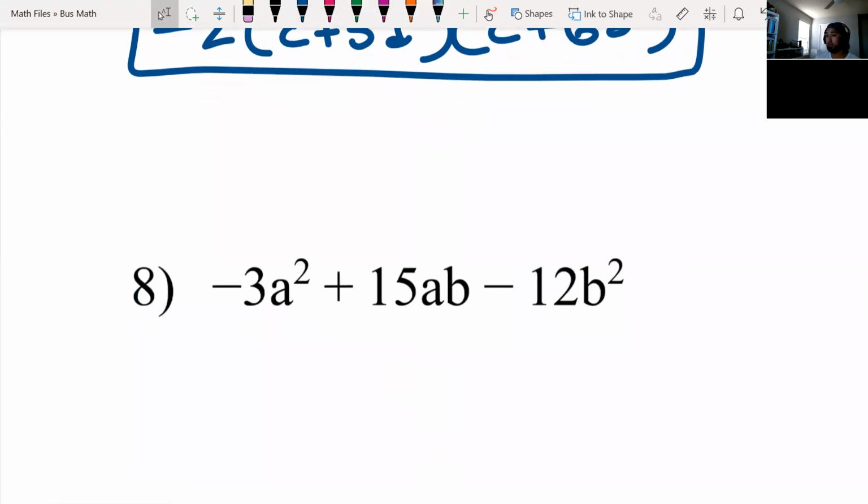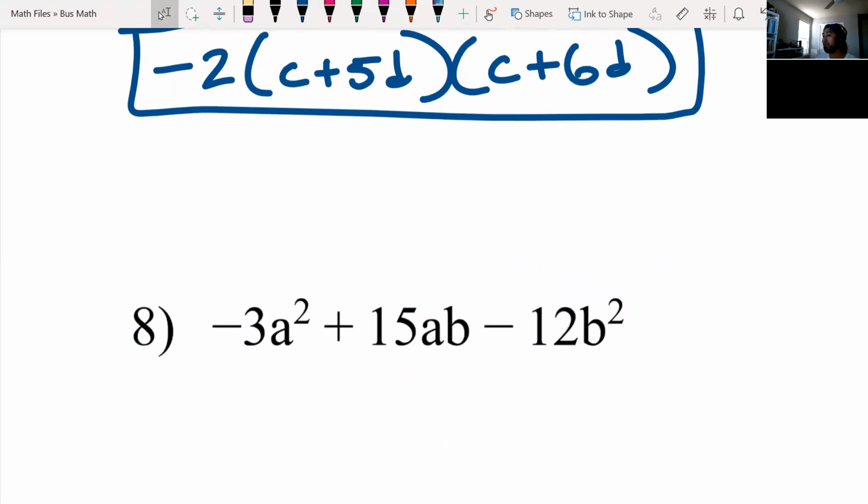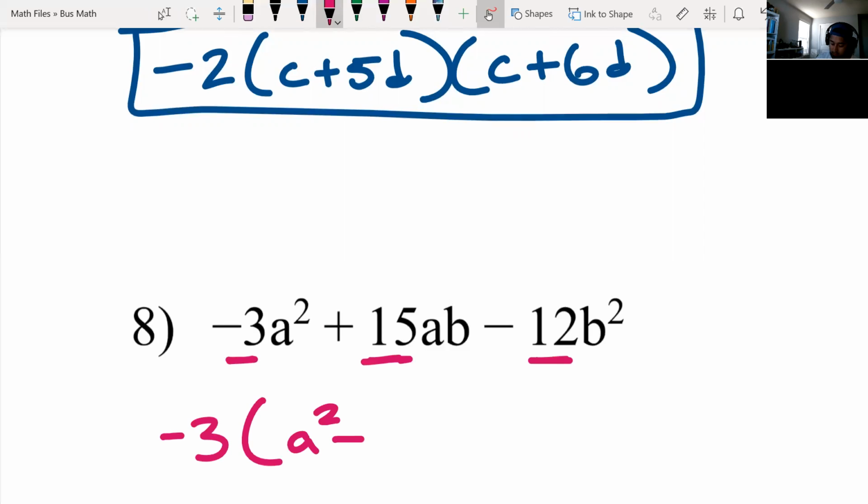Okay, number 8. Let's do it. -3a squared plus 15ab minus 12b squared. Look at that again. You have -3, you have 15, and you have 12. What's our common factor there? -3. That'll leave me with a squared minus 5ab plus 4b squared.